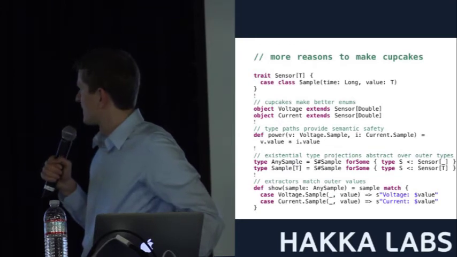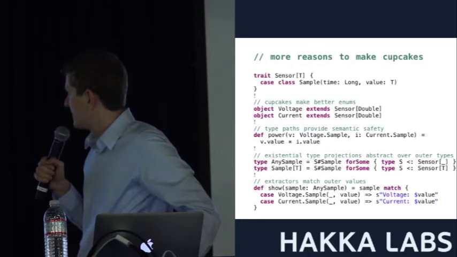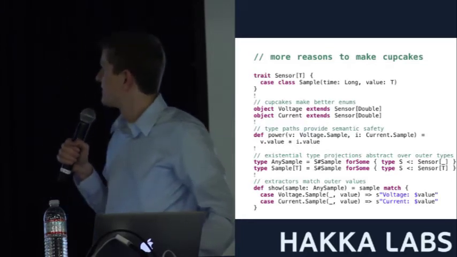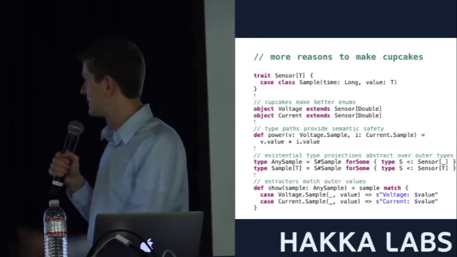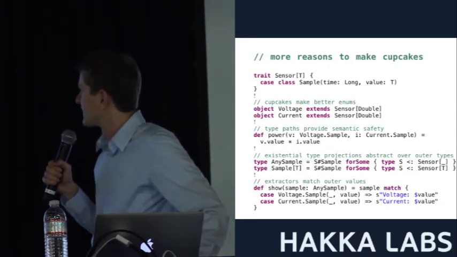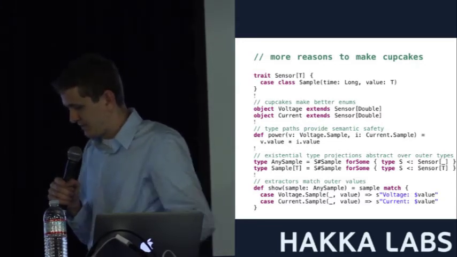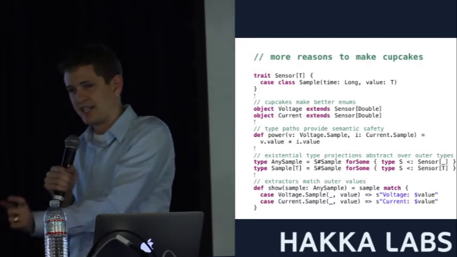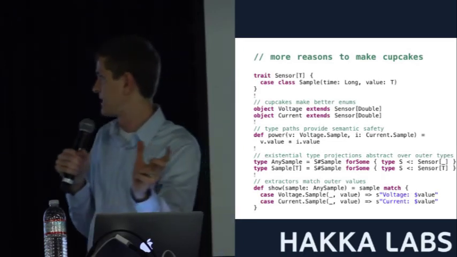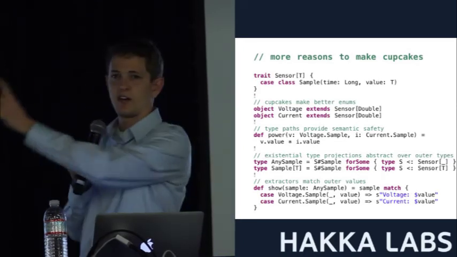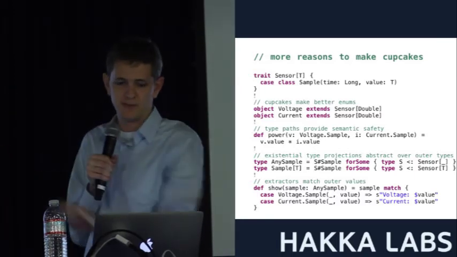So a few more reasons to like this pattern is that these cupcakes can make a nice form of enums too. And we use this at Sensity where I work, where we have to be really sure that, so there's a distinction between a data type and the semantic type of thing that data holds, right? And so you might have voltage values and current values. Those are both doubles. They're the same data type, but you better be sure you're not mixing them up.